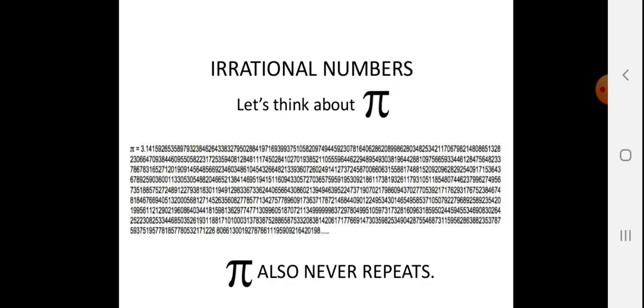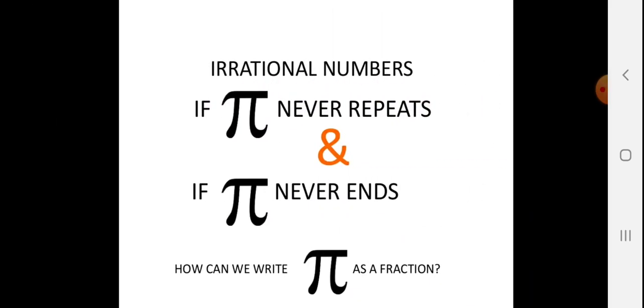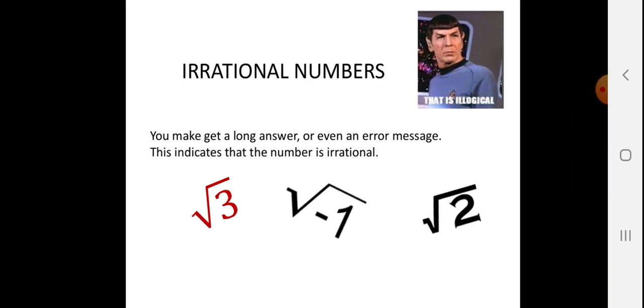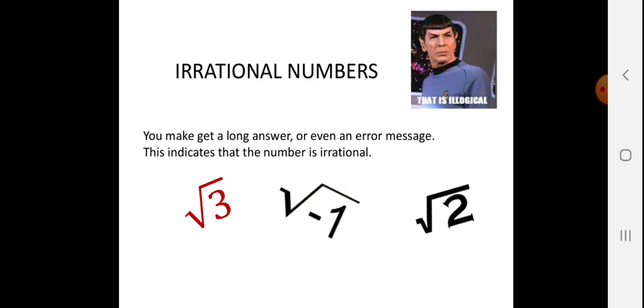Irrational number. Let's think about pi. If pi never repeats and never ends, how can we write pi as a fraction? Because we cannot write pi as a fraction, we call it irrational. Other irrational numbers include under root 2, under root 3. We can go ahead with so many other choices. For irrational numbers, we may get long answers or even an error message on the calculator. This indicates that the number is irrational.